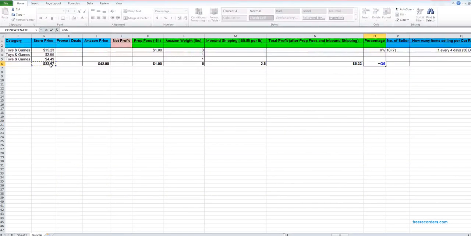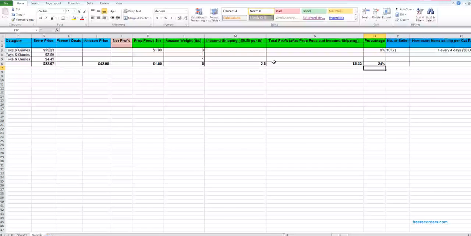Purchase price. Divided by purchase price, it's about 24%. So it's a bit low.